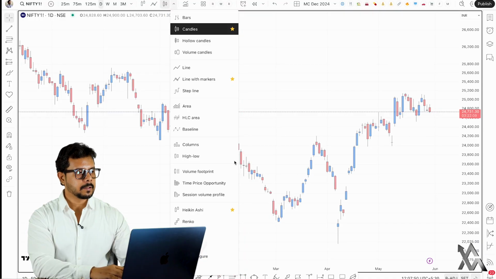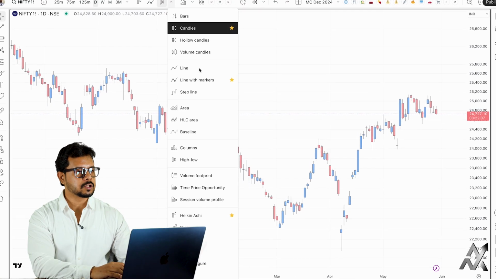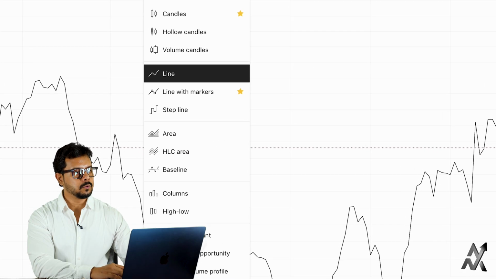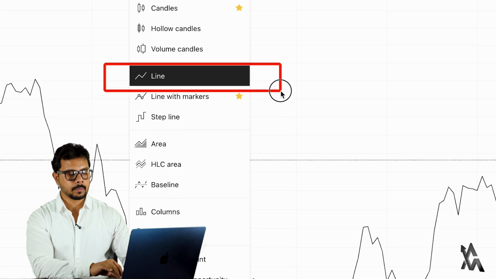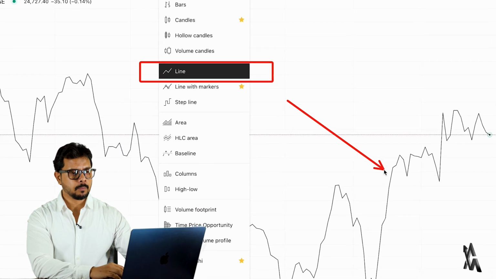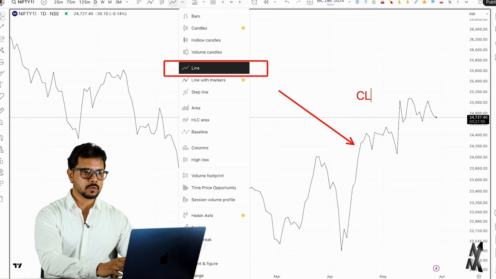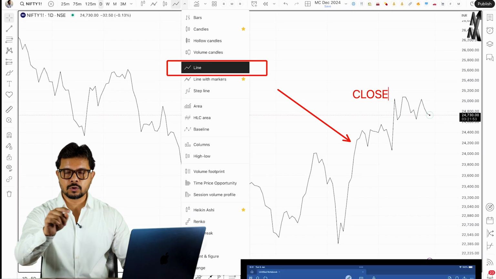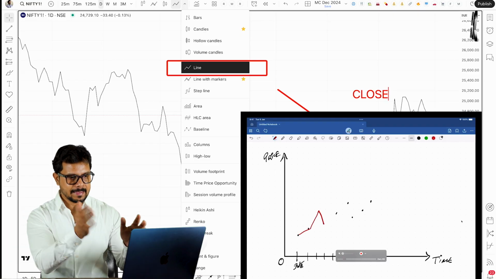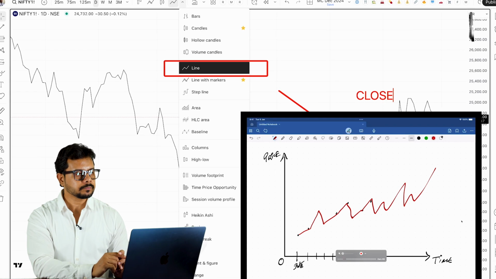So with that in mind, the first one that you should look at is the line chart. I'll show you once more. In TradingView, it comes here. And it looks like this. A line chart plots only the close. Only the close. It's just those dots. You remember I had drawn in the previous video dots and you join them? This is that, joining the dots.